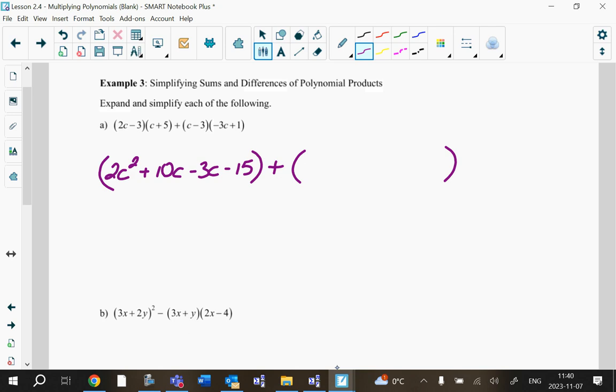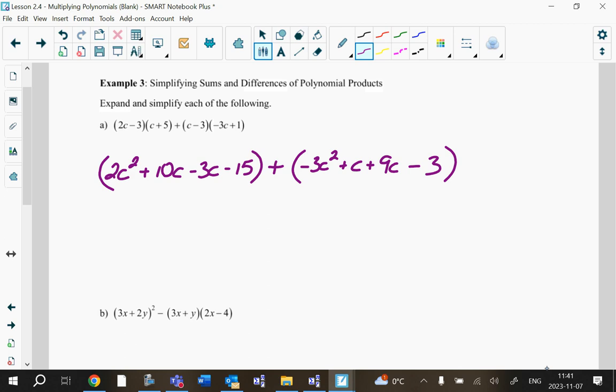Let's do the second one. C times negative 3c, negative 3c squared. C times 1 plus c. Negative 3 times negative 3c plus 9c. Negative 3 times 1, negative 3.